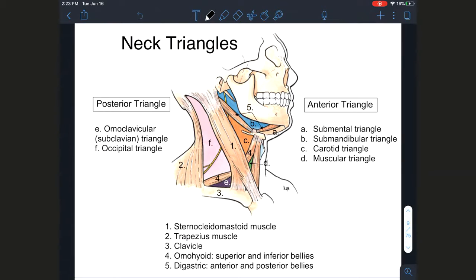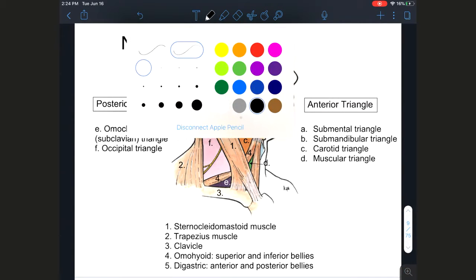If we move on to the posterior triangle, we've got your omoclavicular triangle. That's going to be the inferior belly of your omohyoid, which is that other 4 down here, your clavicle, and your sternocleidomastoid. What's important in there is that inside your omoclavicular triangle, you're going to find the subclavian vein. If you look at where that generally is, it makes sense that the subclavian vein is right near your clavicle there.